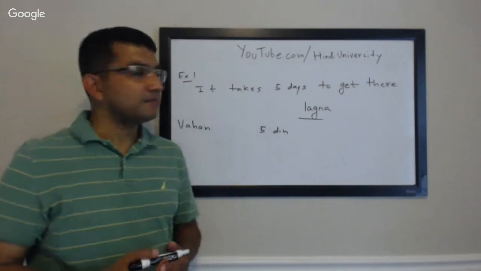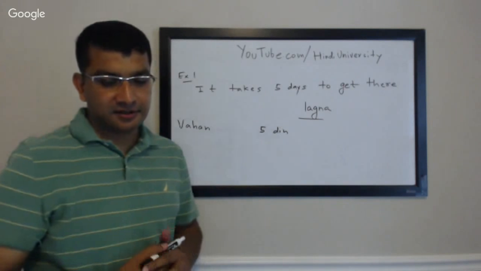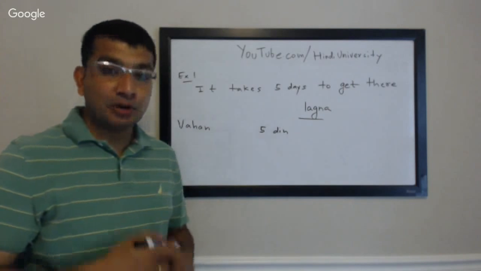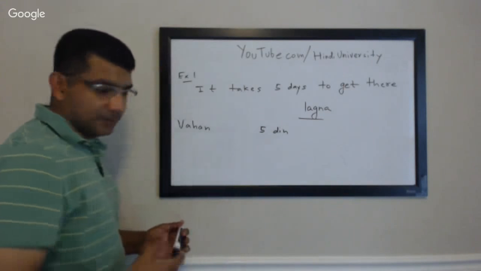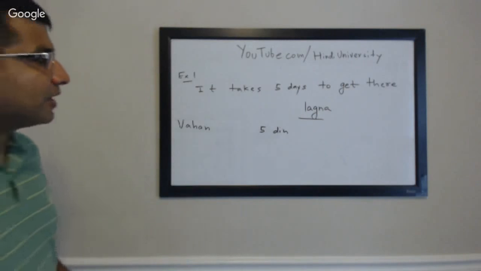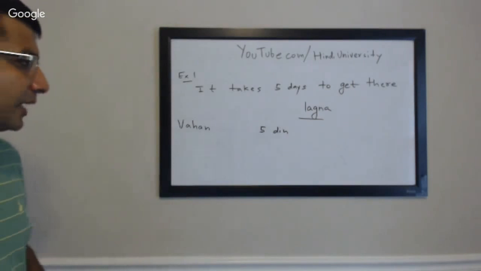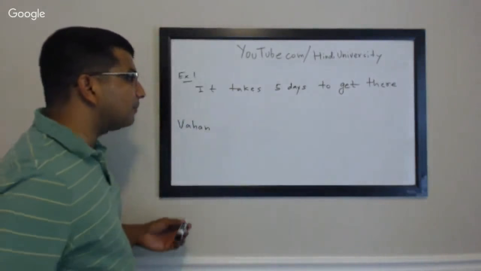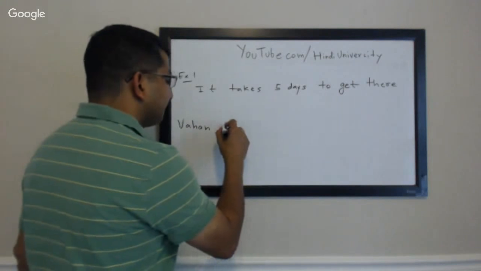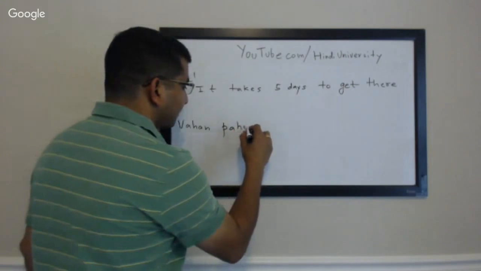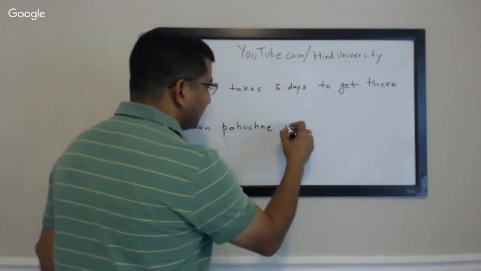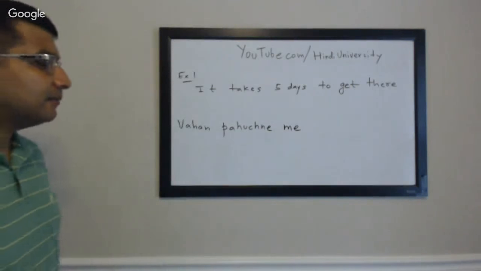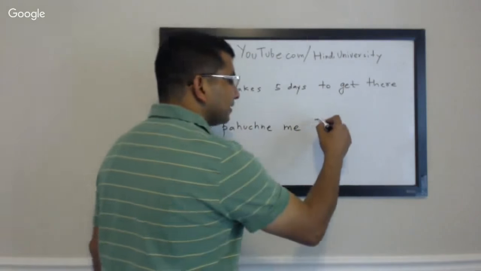And then to reach, or to get there, is? Is to go, like jhana. Pahuchna, okay. Pahuchna is another way of saying to reach or to get. So now what you're saying is vaha pahuchne me. Pahuchne me. Okay. And then paanch din you already mentioned.